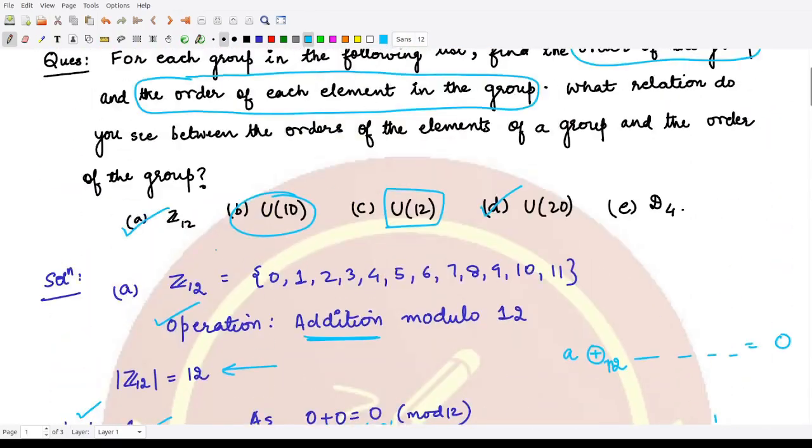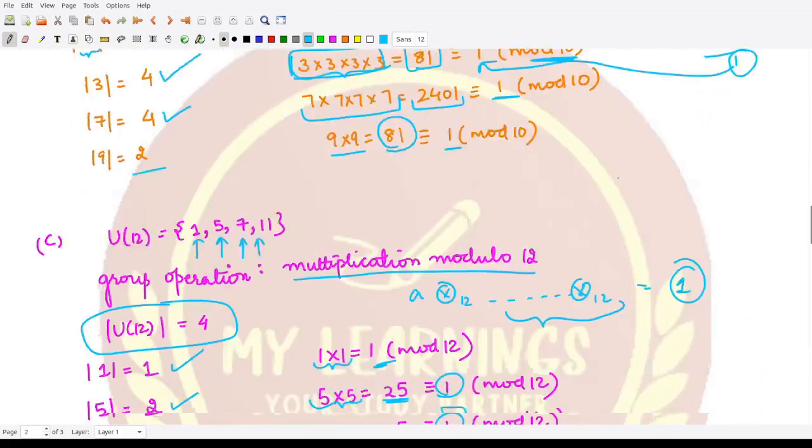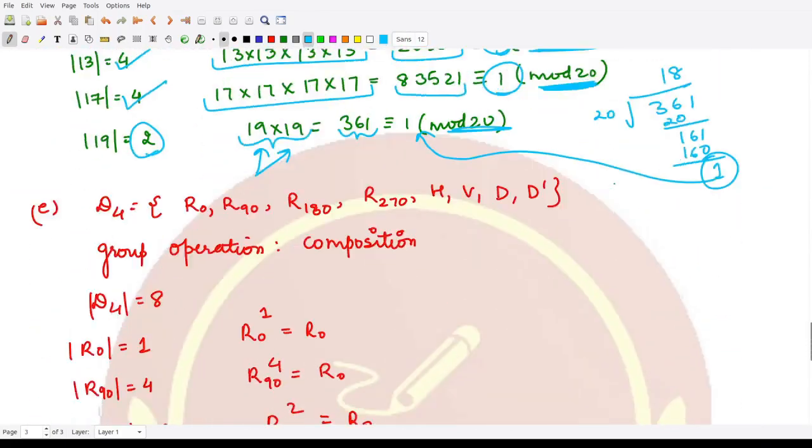What about the last one? In the last one, we are talking about the dihedral group D4, where we are talking about the symmetries of a square. If you remember, for a square, we have these 8 elements.